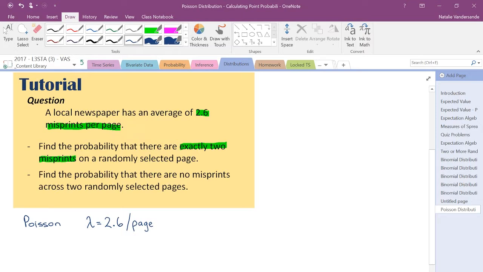Now it's always important to take note over what interval your average is occurring and make sure this matches what is stated in the question. So we have a lambda of 2.6 per page, and our question is also asking about 2 misprints on one page. So we're okay. Writing down our probability statement, we have... now let's go over to the calculator.